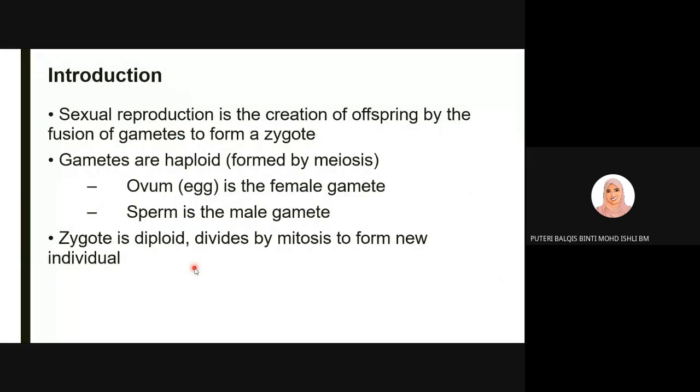Okay, so first kita tengok dulu apa itu sexual reproduction. Sexual reproduction is the creation of offspring by the fusion of gametes to form a zygote. So as you all know, gametes are haploid, formed by meiosis. Ovum is the female gamete and the sperm is the male gamete. So when these two gametes fertilize, it will produce a diploid zygote, and this diploid zygote will divide by mitosis to form a new individual. Macam kita lah, dapatlah new individual.